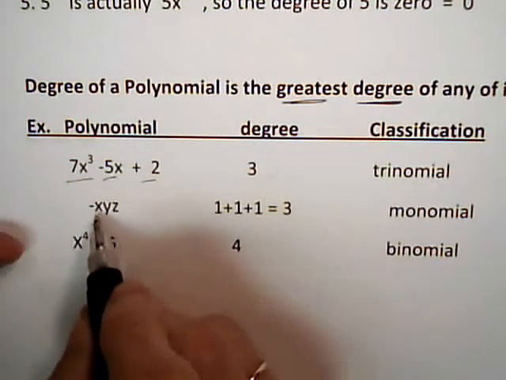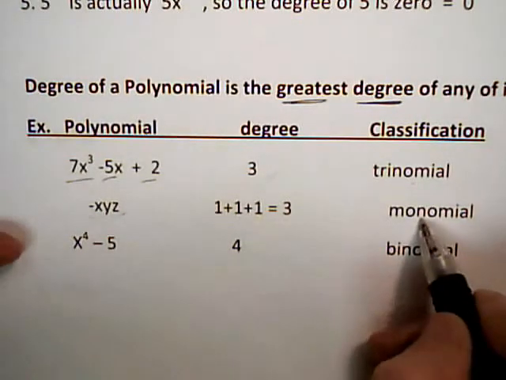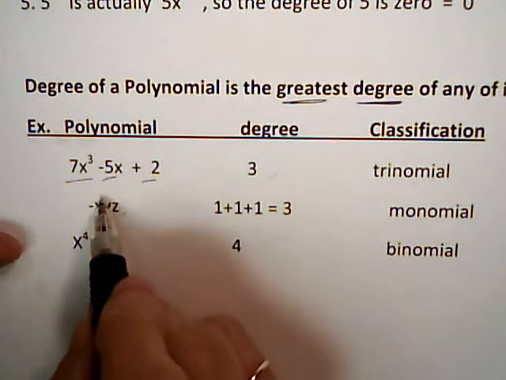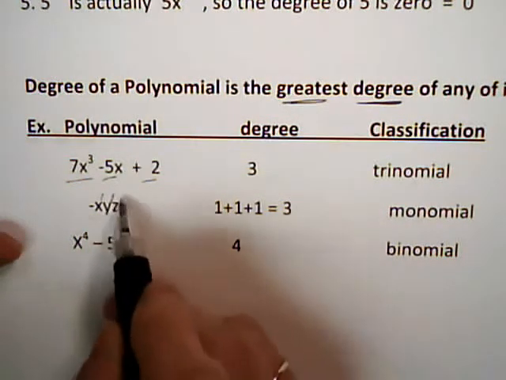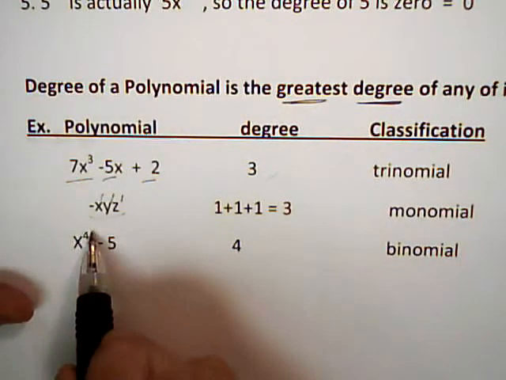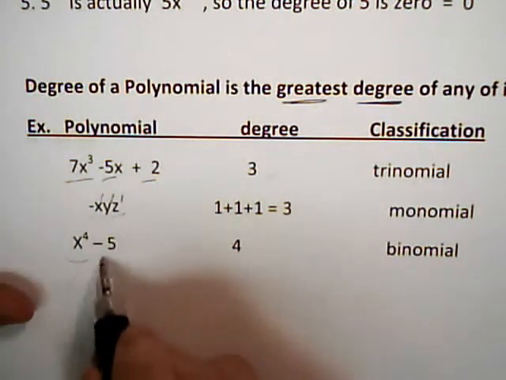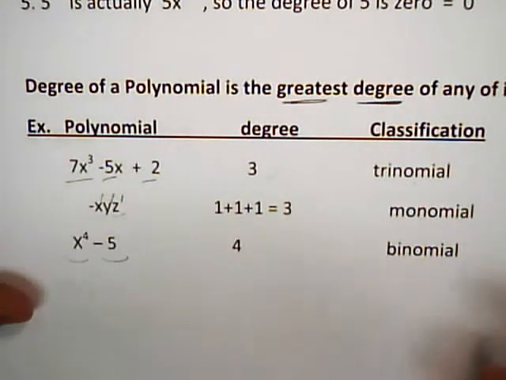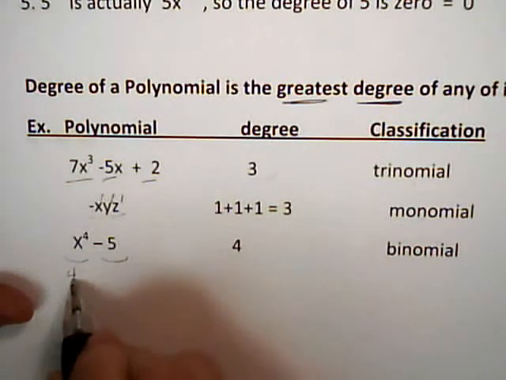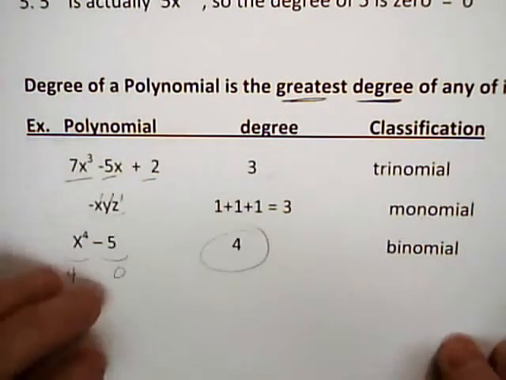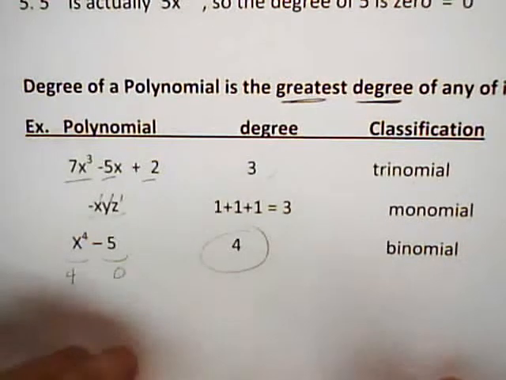We have a negative xyz. That's one term. That's a monomial. And remember, in one term, you add the degrees. 1, 1, and 1 adds to be a 3. Right, we have x to the 4th minus 5. Now look, we have 2 terms. That's a binomial. This is where we take the greatest degree. Well, this one has a degree of 4. Remember, a constant has a degree of 0. So the highest degree is a 4.